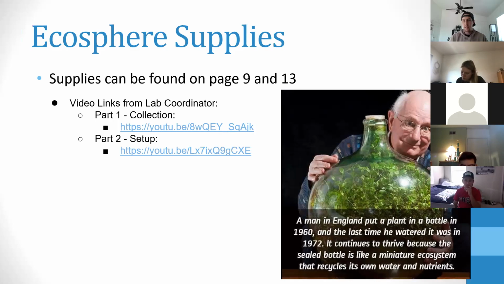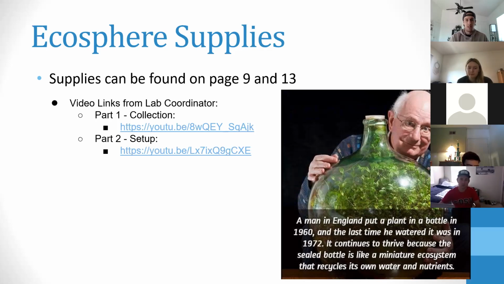You'll also have a ton of different links, not only in this lab number 2, but lab number 1 that we talked about last week also has a ton of links on what an ecosphere is, how you set it up, and how you keep yours alive. And this is a pretty cool example of this guy in England who put a plant in a jar in 1960, watered it the last time in 1972, and now it's just thriving in there. So it can be done. It's possible to create a little self-contained ecosphere or ecosystem.